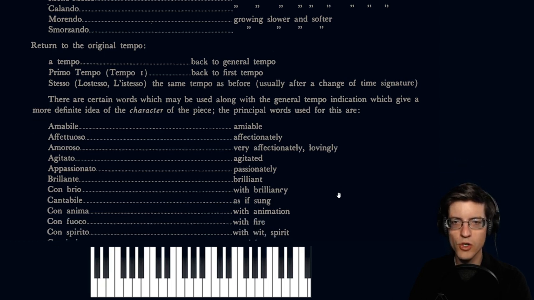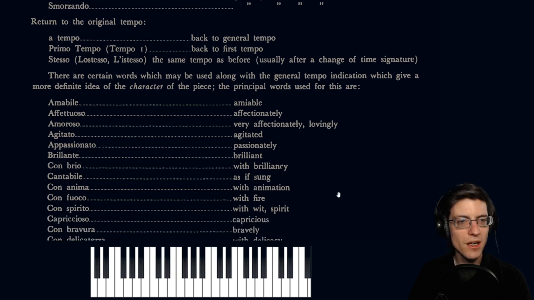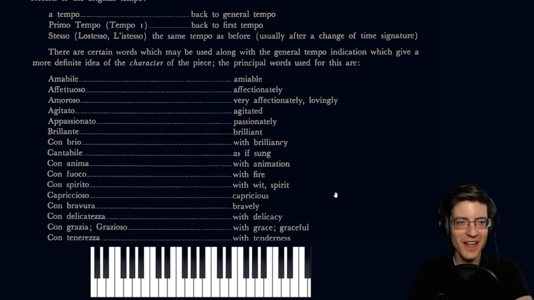There are certain words which may be used along with the general tempo indication which give a more definite idea of the character of the piece. The principal words used for this are amabile, I'm guessing, amiable, affettuoso, affectionate. They give the character. Amoroso, very affectionate, lovingly. Agitato, agitated. Appassionato, passionately.